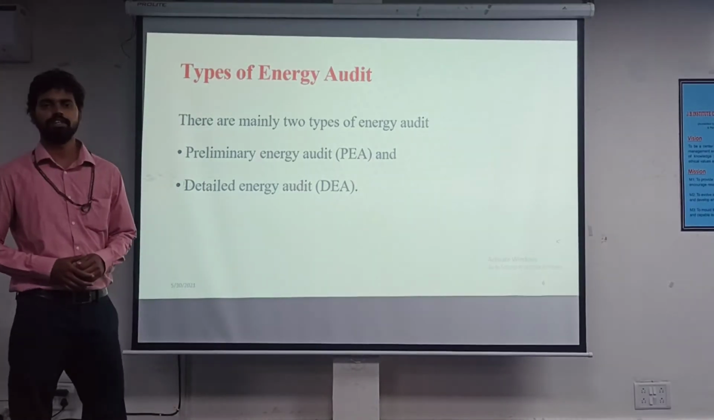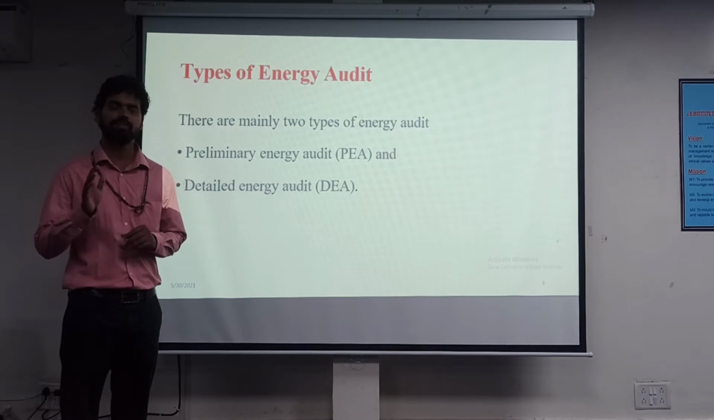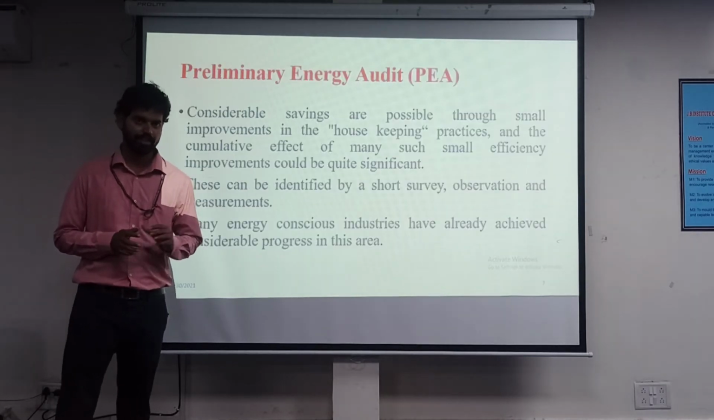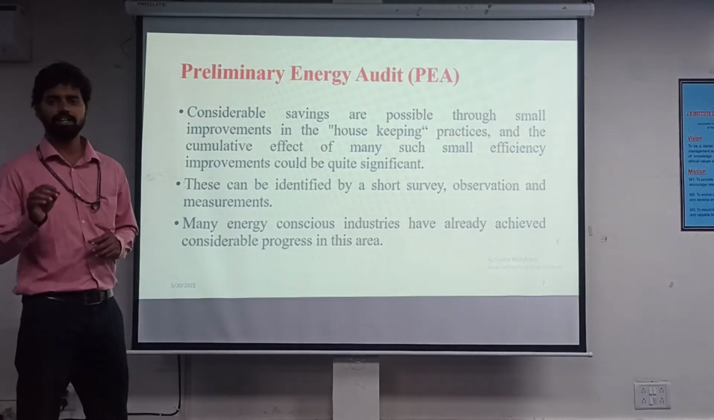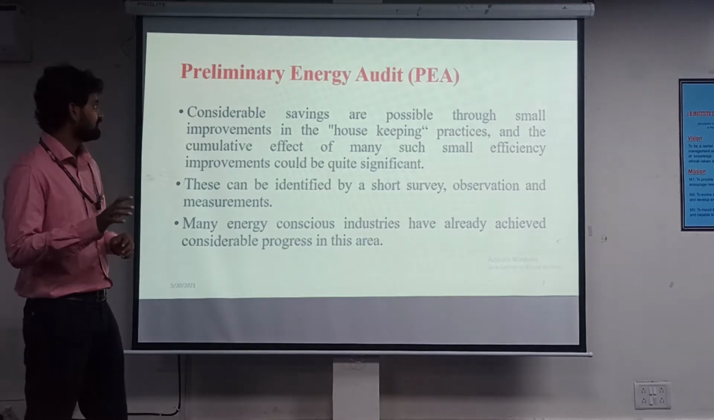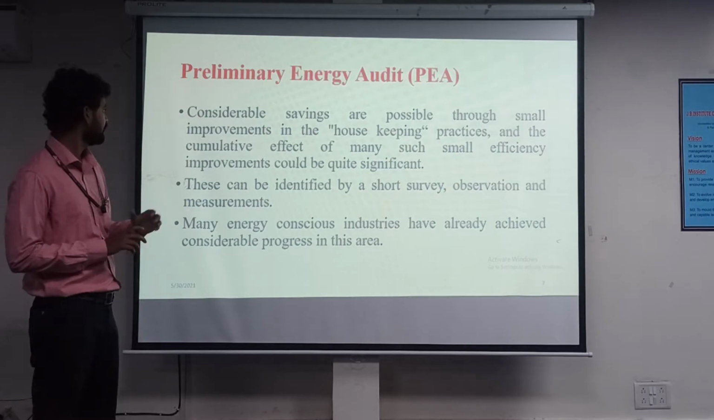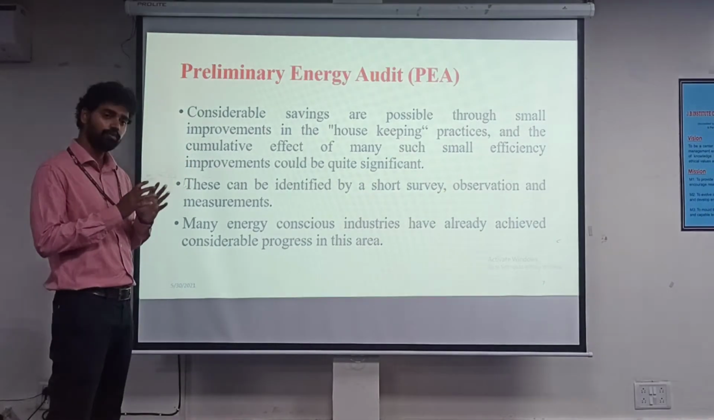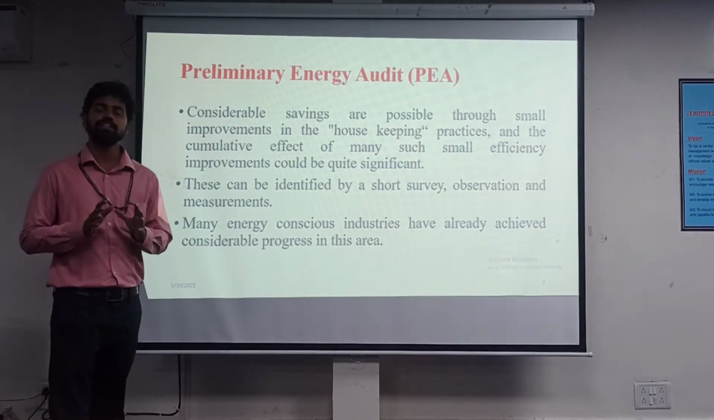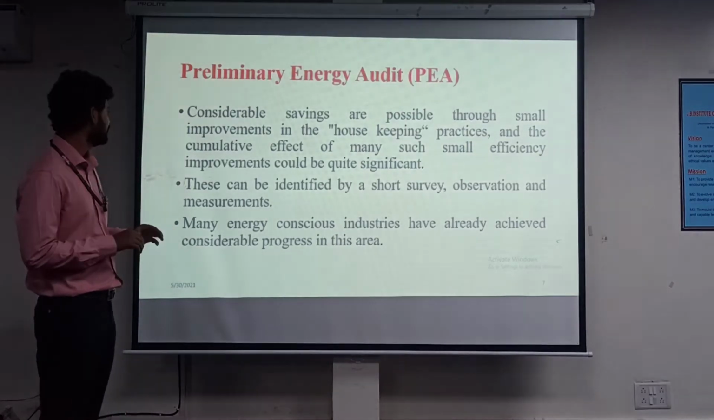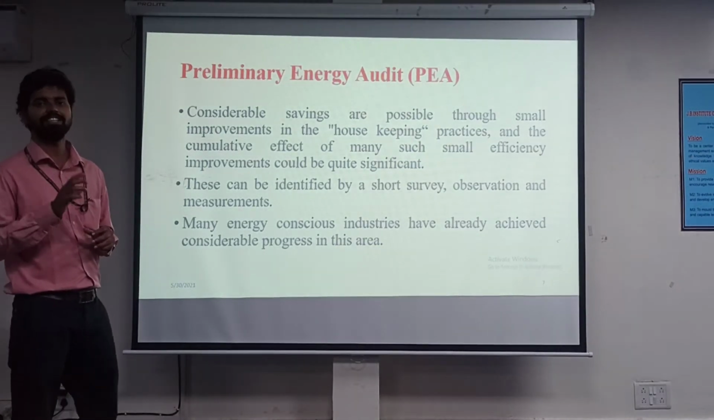Types of energy audit. There are mainly two types of energy audits. One is preliminary energy audit and second one is detailed energy audit. Let us discuss in brief about what is preliminary energy audit. Here in preliminary energy audit, considerable savings are possible through small improvements in the housekeeping techniques, and the cumulative effect of these small efficiency improvements will lead to significant results. So these can be identified by a short survey, observation and through some measurements.